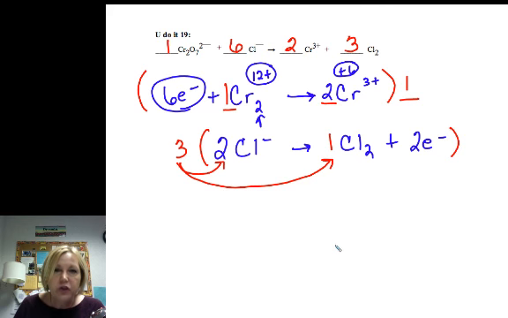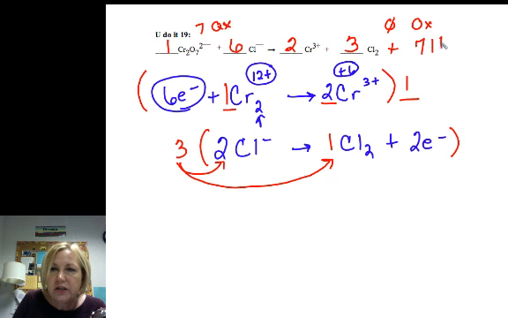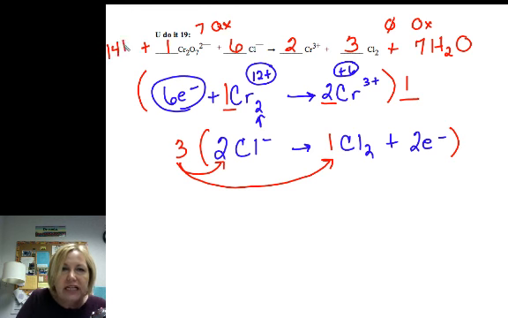Now what we have to do is balance oxygens. This side has 7 oxygens, and this side has 0 oxygens. So I'm going to have to add 7 waters to make up for those 7 deficient oxygens. And that means I'm going to add 14 H+ because we're balancing in an acidic environment. Okay, so that's all you do there.